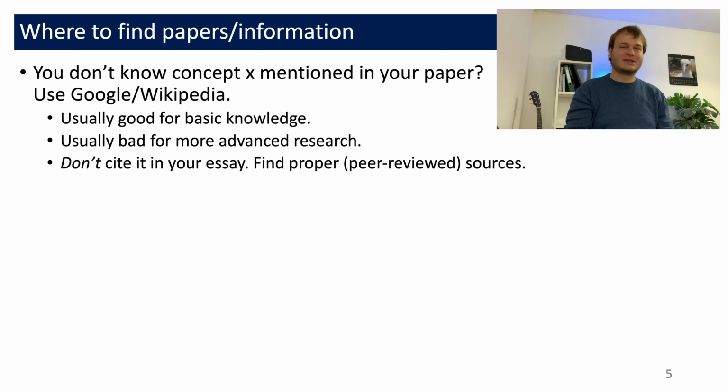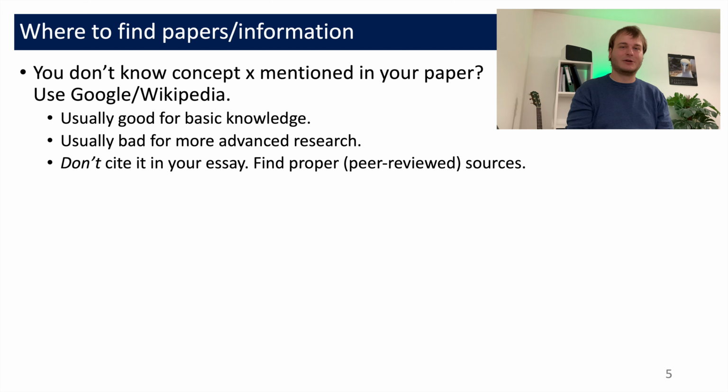However, from my experience, Wikipedia or Google, for that matter, is not that great for more advanced research. So as soon as you get into the nitty-gritty details, or you need more precise definitions, then oftentimes Wikipedia is not that great, at least for cryptography papers. And in addition to this, while Google and Wikipedia are a great way to get a sense of what some concepts are, you shouldn't cite them in your essay. Instead, use peer-reviewed sources that you can cite.